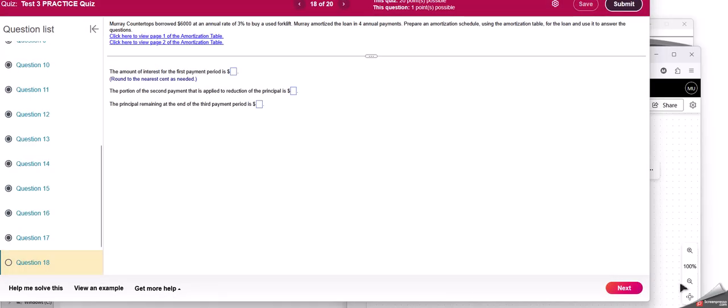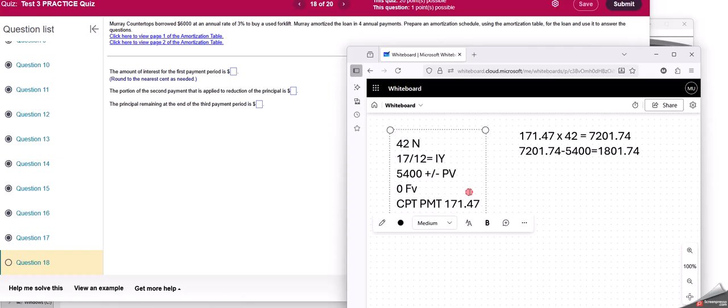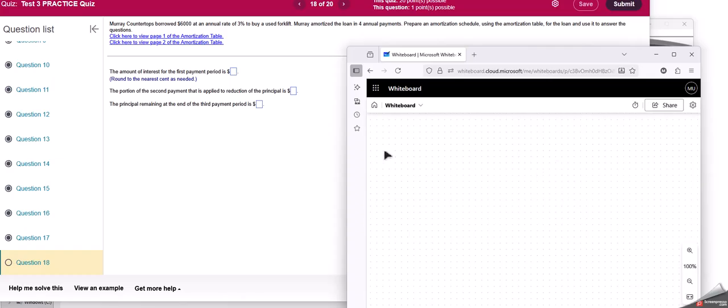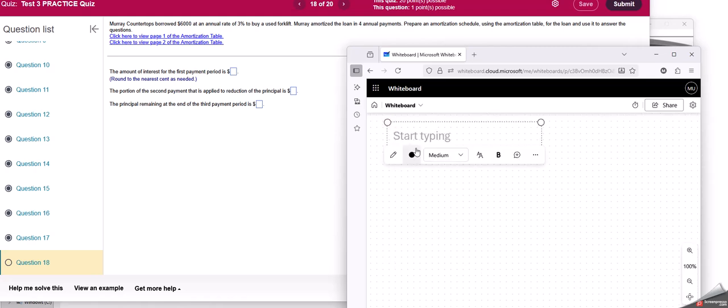Okay, then we're going to amortize. So the first thing we have to do when we amortize is to put them into our time value money keys, and then we can get into that amortization function. So we have Murray Countertops borrowed $6,000 at an annual rate of 3% to buy a used forklift. Murray amortized the loan in 4 annual payments, and then we will prepare that table. We'll just answer the question.